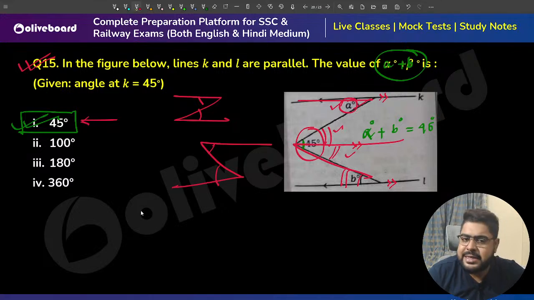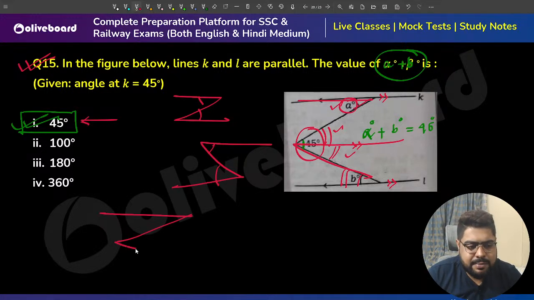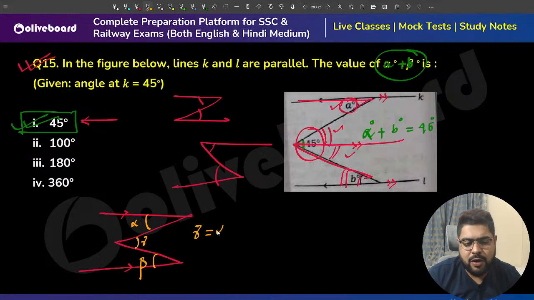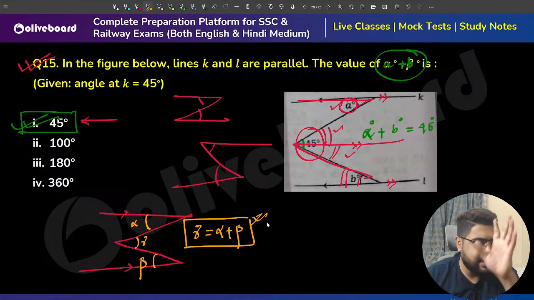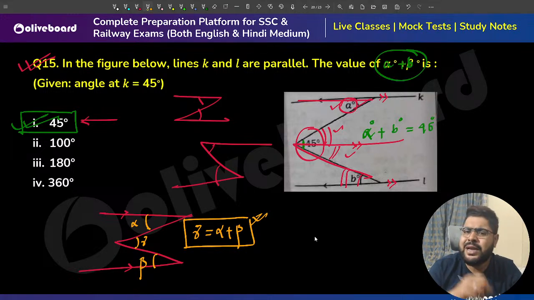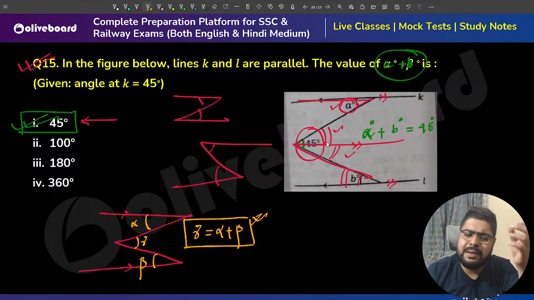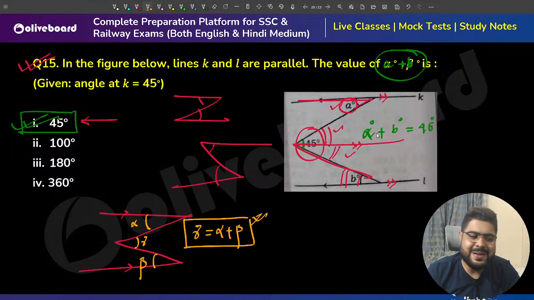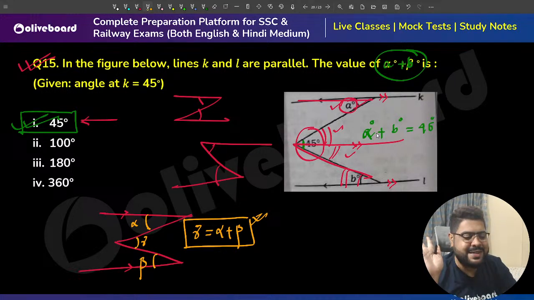So always remember, if there is a diagram like this one where these two lines are parallel, and this is alpha, this is beta, this is gamma, gamma is always equal to alpha plus beta. This is a property you can remember. But again, there is no need to remember. You can simply practice a few questions, and it will automatically be remembered. Perfect, everyone. I hope this is absolutely clear to everyone.